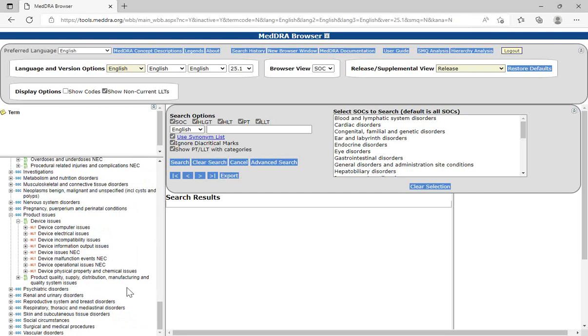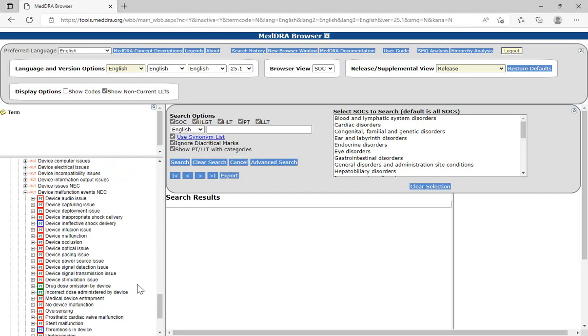There's computer issues. I don't think it was a computer issue that happened. I think it wasn't an operational issue. I think it got obstructed, right? It's some type of malfunction event. So there's two HLTs I may possibly look at: device issues, NEC, which stands for not elsewhere classified, and device malfunction events, NEC. So let me open up this one.